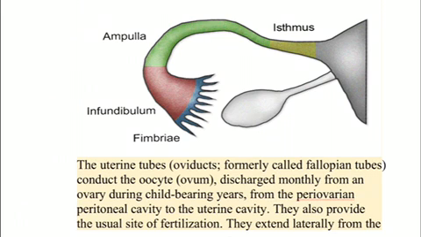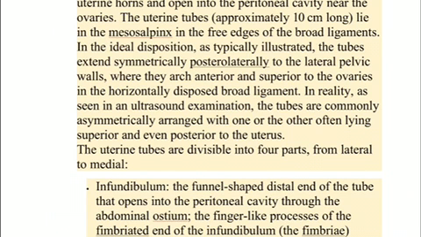So the ovum is conducted from the periovarian peritoneal cavity to the uterine cavity by the uterine tube on that side. The uterine tubes also provide the usual site of fertilization. They extend laterally from the uterine horns and open into the peritoneal cavity near the ovaries. The uterine tubes are about 10 cm long.